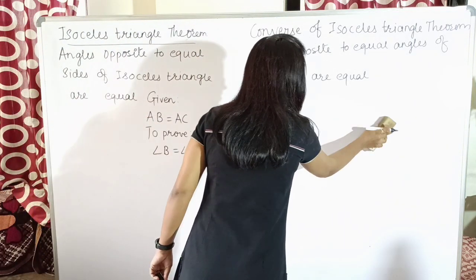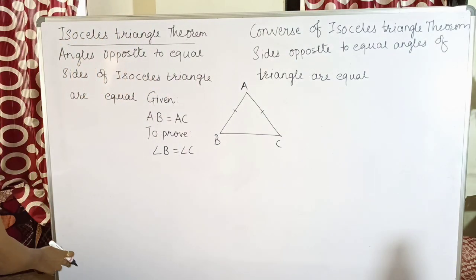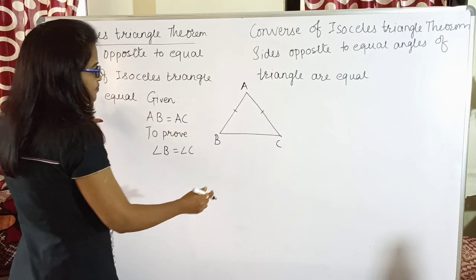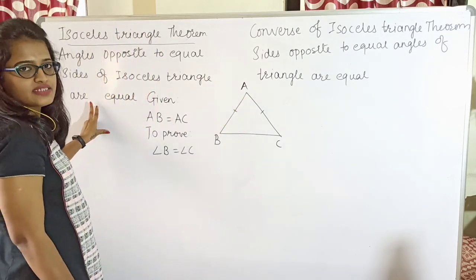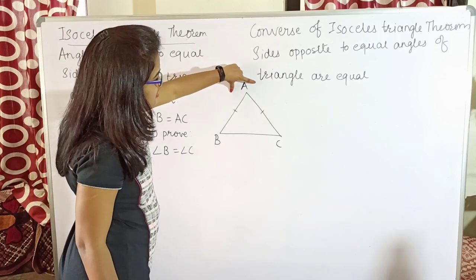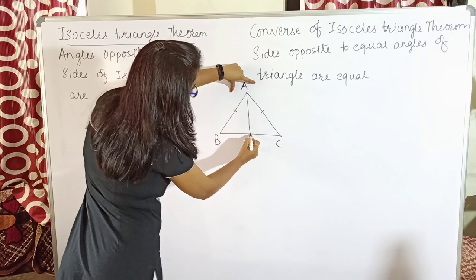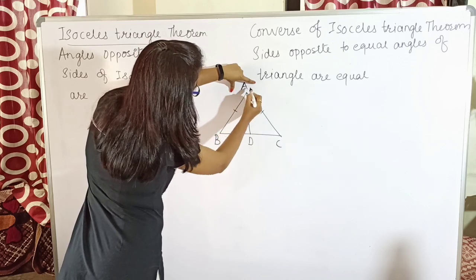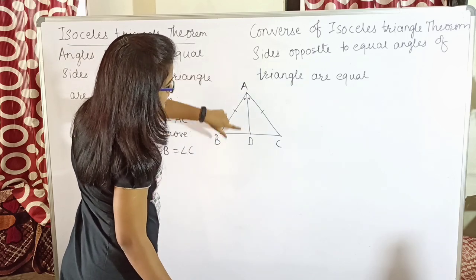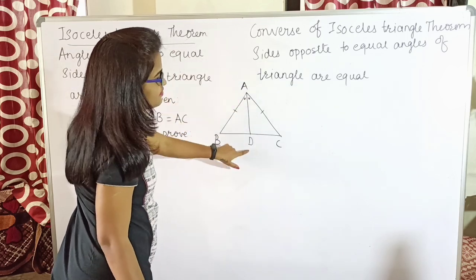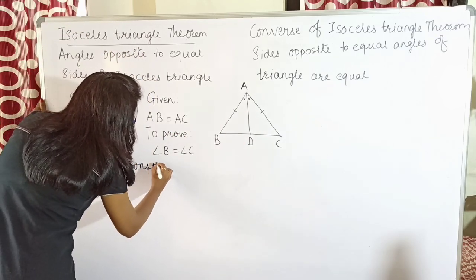Now let us see how we can show this. For this, one extra construction has to be made: from A you have to draw an angle bisector, an angle bisector of A intersecting BC at D. Angle bisector means these two angles will be equal to one another, that is BAD will be equal to CAD.